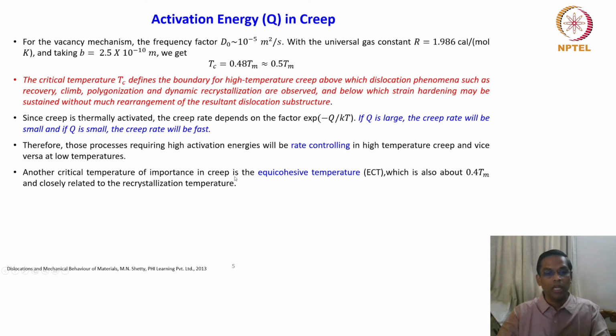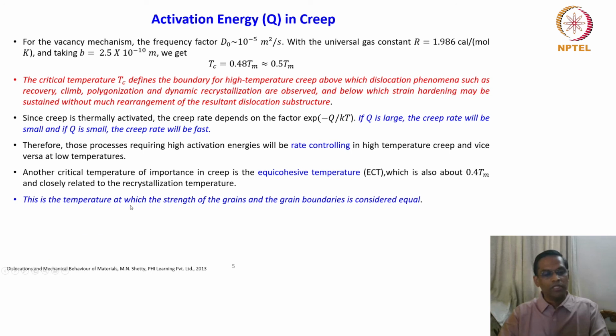Another critical temperature of importance in creep is the equicohesive temperature, ECT, which is also about 0.4 Tm. So we are bringing in a lot of critical temperatures. We are defining Tc, above which the diffusion controlled mechanism will operate. We talked about the recrystallization temperature, which is of the same order, 0.5 or 0.4 Tm. Now the equicohesive temperature is also in the range of 0.4 Tm and closely related to the recrystallization temperature. What is the importance of this ECT? This is the temperature at which the strength of the grains and the grain boundaries is considered equal. Very important point. At this temperature, both grain boundary and grains have a similar strength.